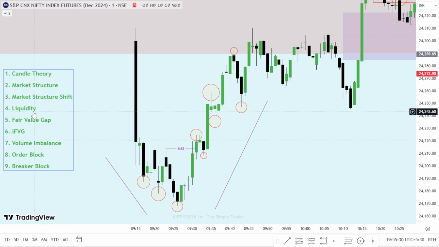So coming to liquidity. Liquidities are actually, in my simple concept, all lows and all highs.